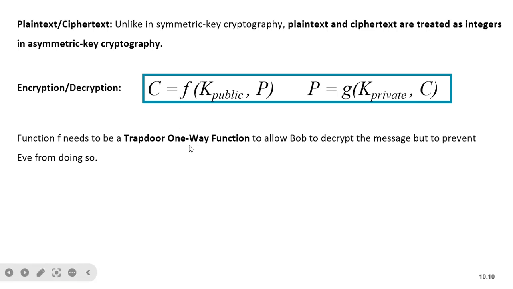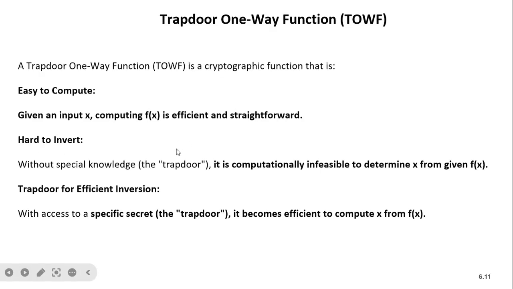Asymmetric key cryptography is based on the trapdoor one-way function. Now we'll see what is meant by a trapdoor one-way function. A trapdoor one-way function, that is TOWF, is a cryptographic function that is easy to compute. For example, if input x is given, it is very easy to calculate f(x), but hard to invert. That is, if f(x) is given, it is very hard to compute x without any special knowledge, and that special knowledge is called the trapdoor. So it is computationally infeasible to determine x from a given f(x) without some special knowledge. With the trapdoor, that is access to a specific secret, it becomes efficient to compute x from f(x).